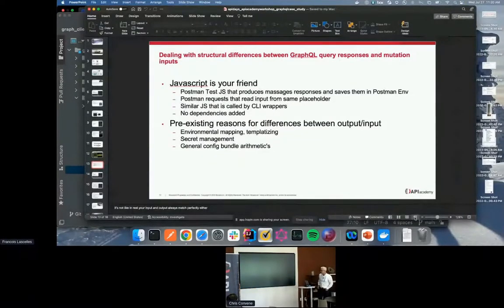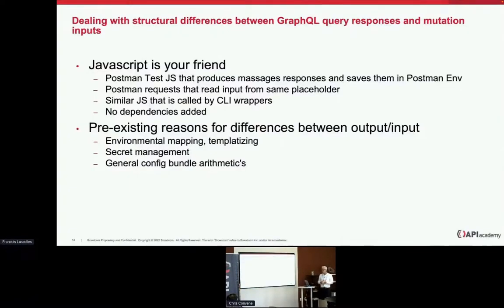And there are additional pre-existing reasons for differences between the input and the output, right? So in the case of configuration, you want to apply some environmental mapping. You want to templatize a configuration. So even if there was a way to format the response in the same format, you still would need to make changes. There's secret management that we need to deal with as well. And just general massaging of data, maybe you want to combine different services or different versions together.